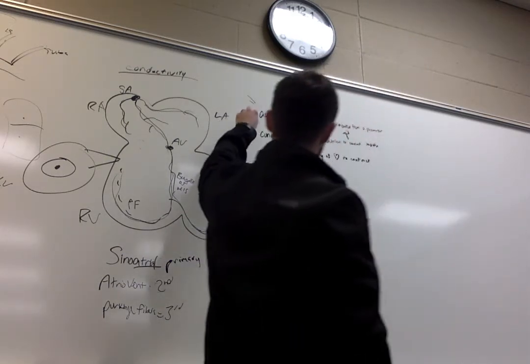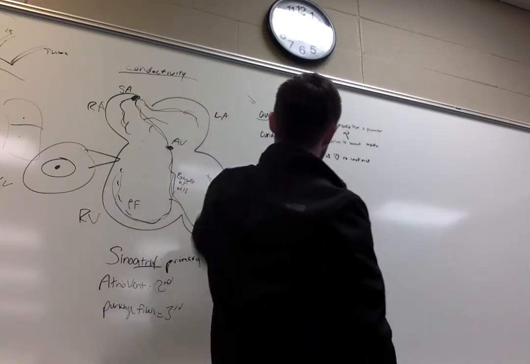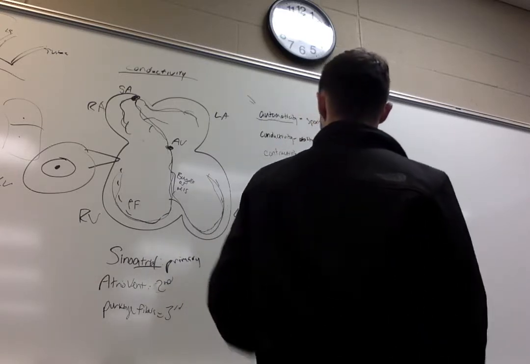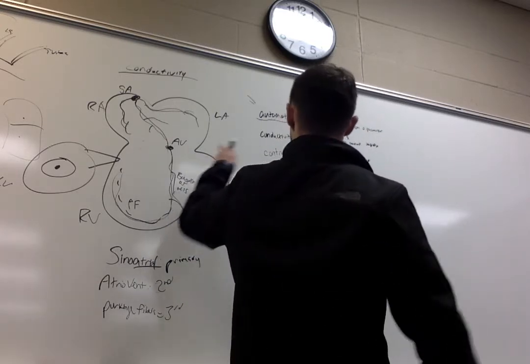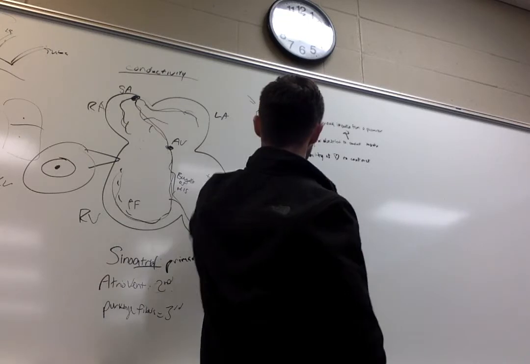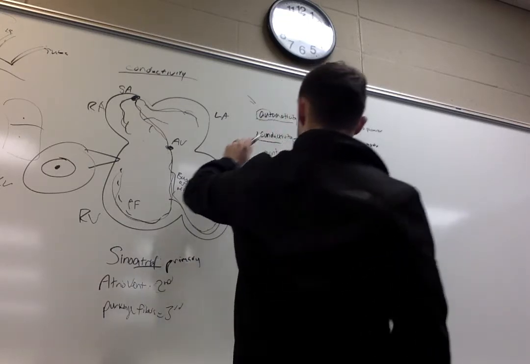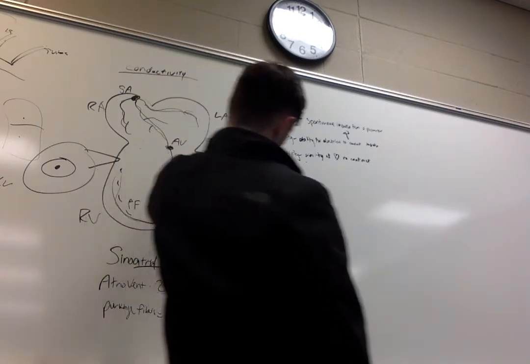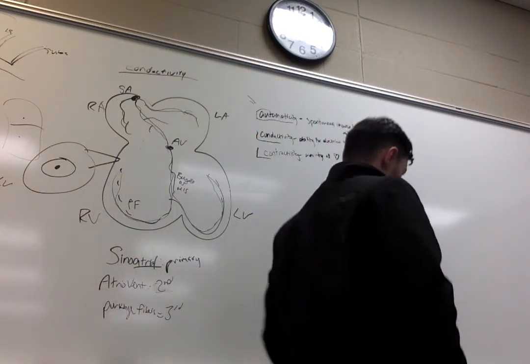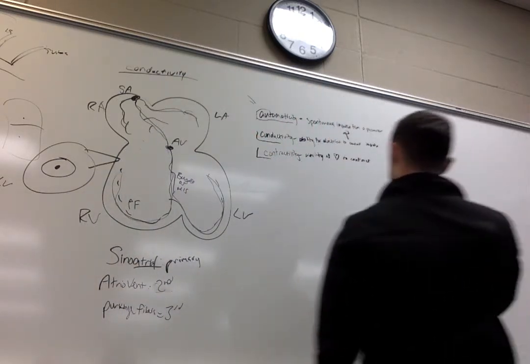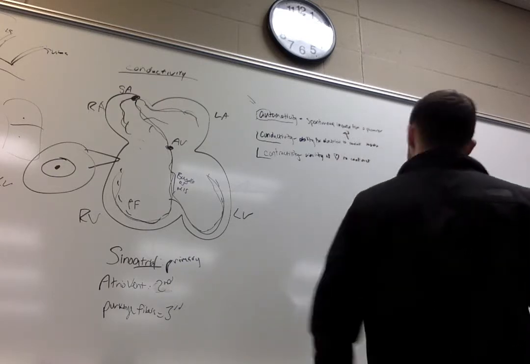So this is automatically going. That's why it's automaticity. We can't do anything to change that until you die. The heart's going to keep beating. Conductivity, anatomical changes, stuff like that can change how this conducts. Contractility is just the strength of your heart. You start thinking like ejection fraction and stuff like that.